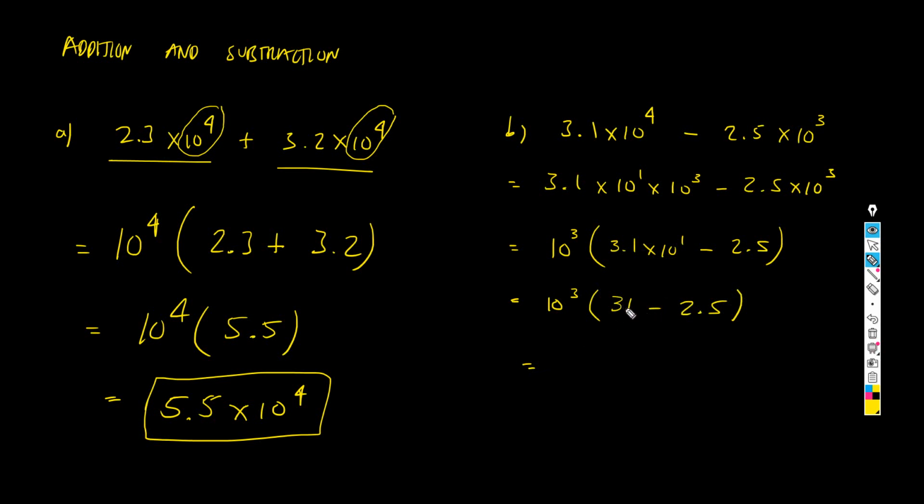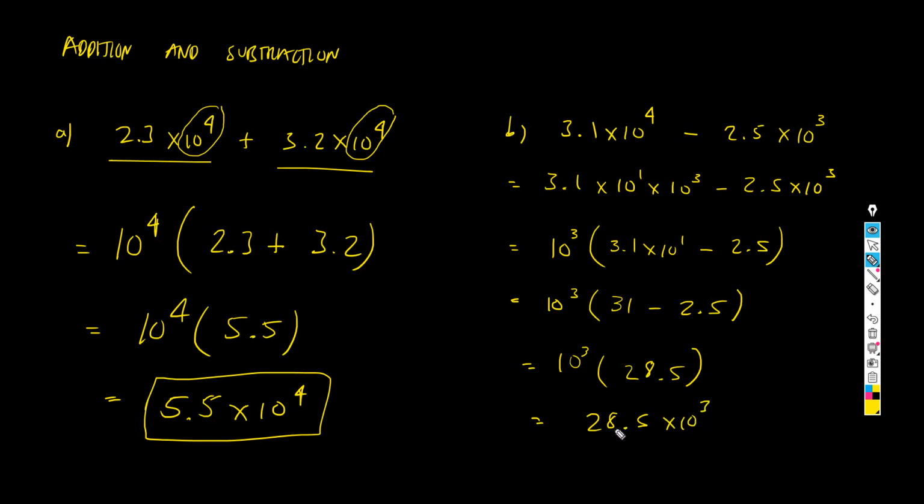Now that we have these two numbers in standard notation, let's actually perform the subtraction. And that's going to be 28.5. No, yeah, it's 28.5. That is the correct subtraction. And we're done. Now we just reshape it as 28.5 times 10 to the 3, as you can see.